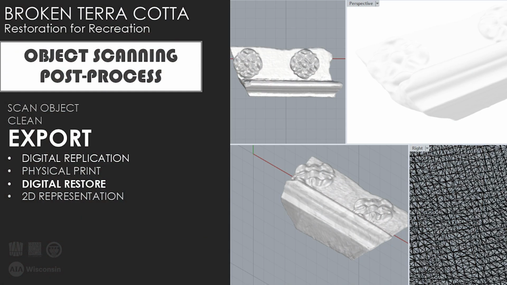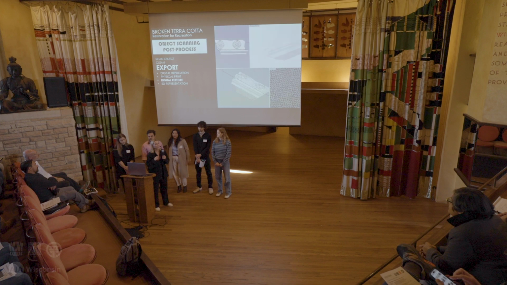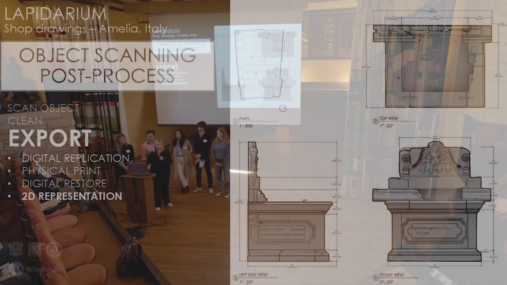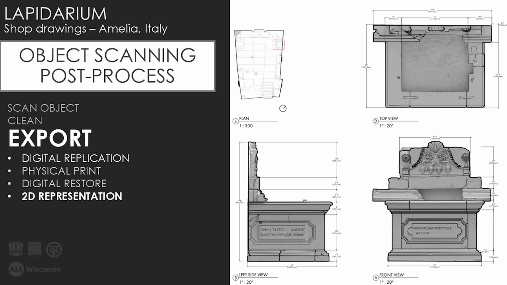Then we can also digitally restore. We work a lot with terracotta, and a lot with broken terracotta, and we're able to restore it through software like Rhino and Blender. We're able to create these watertight meshes from the Leo scans and combine the terracotta back to its original condition. And then we also can do shop drawings. This is probably a super common way of seeing architecture for most of you, and this is what we scanned when we were in Italy this summer.